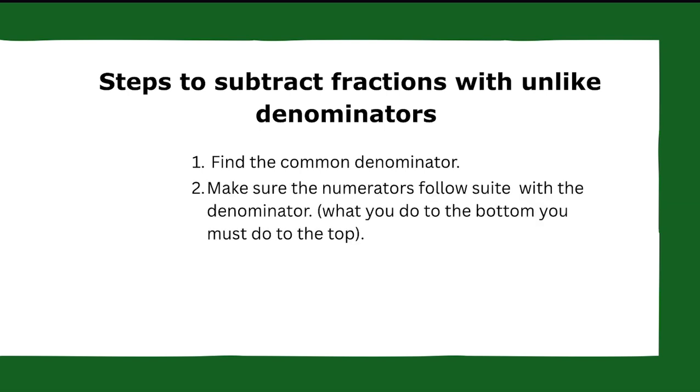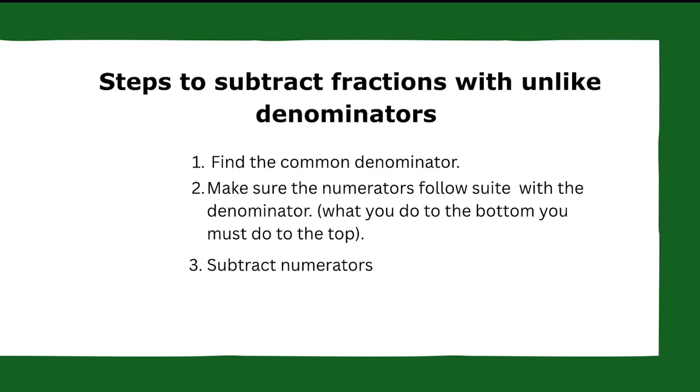Now, the second step is to make sure your numerators follow suit with the change of denominators. So if I multiplied that 5 by 6 to get to 30, I'm going to multiply my numerator by 6 and I'll have my new numerator. Same on the other side. So what you do to the bottom, you must do to the top. That's how I like to think of that.